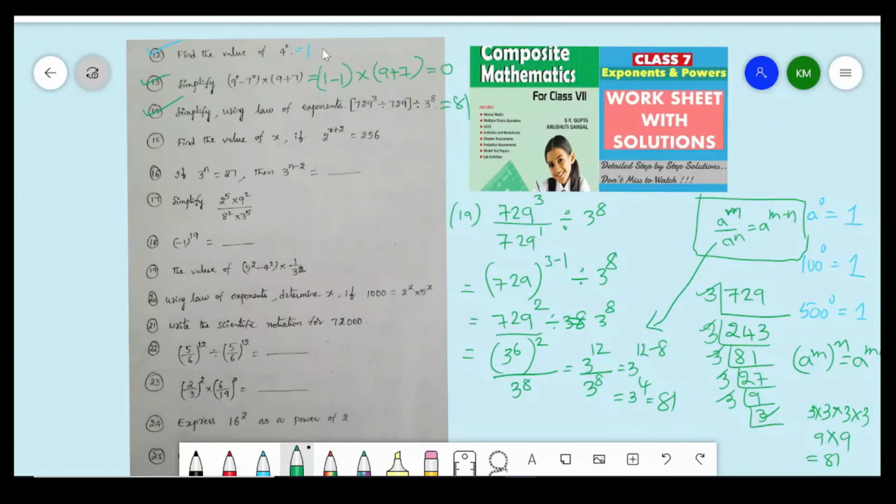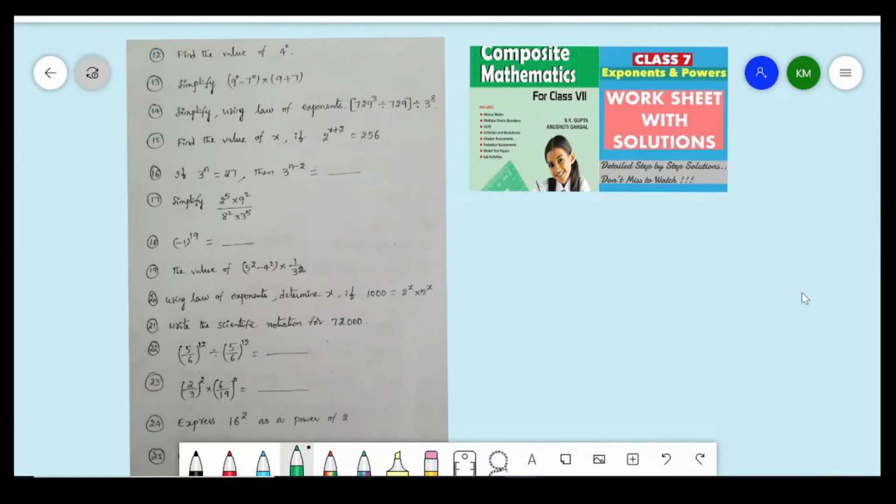Okay, so now let us move to the next problem. Problem number 15. Find the value of x if the equation given is 2 power x plus 2 is equal to 256. We have to find out the value of x. Here 256 is with me.